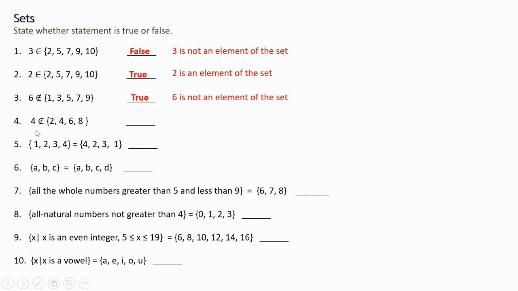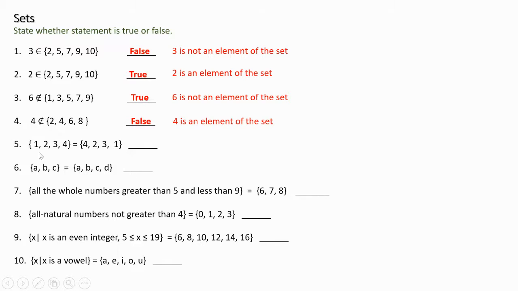How about number 4? 4 is not an element of the set 2, 4, 6, 8. So it's false, correct? I see on the screen that it's false, and you're right. 4 is an element of the set, and because this is a negation, that's why it makes it false.